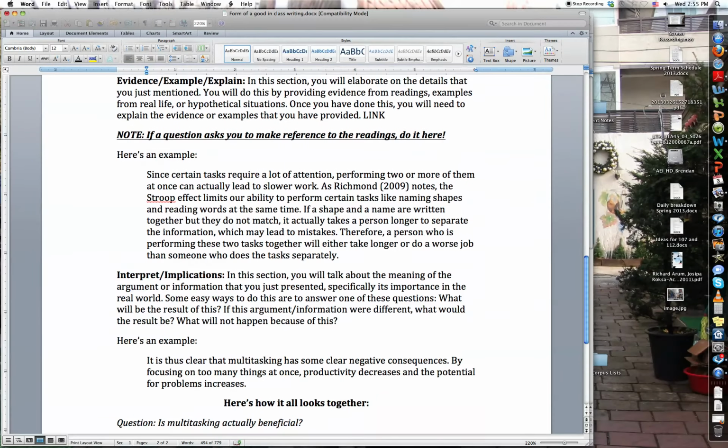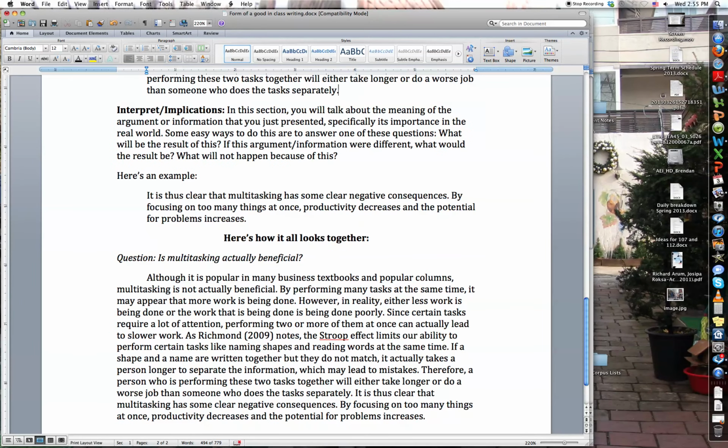That brings us down to the very last part of any kind of in-class writing, which is this, an interpretation or implications. This we'll talk a lot more about in class, but it's the tough section. In this section, you're going to talk about the meaning of whatever argument or information you just presented, specifically its importance in the real world. And that means you're going to be thinking about a couple of questions, such as these.